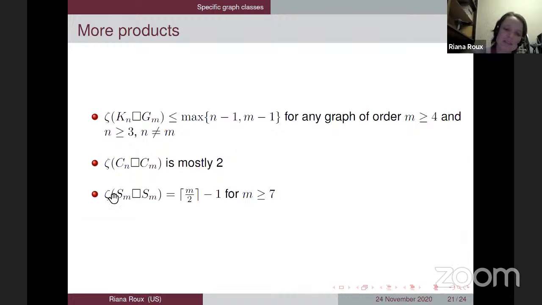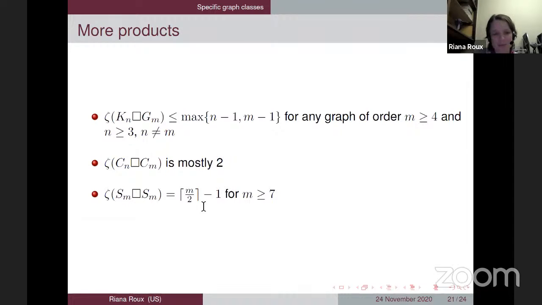And then one of the interesting things is when we considered stars. So if you think about trees, the localization number can only be 1 or 2. But if we look at the product of stars, you had to use nearly half of the leaves, it is half of the leaves, in order to capture the robber.